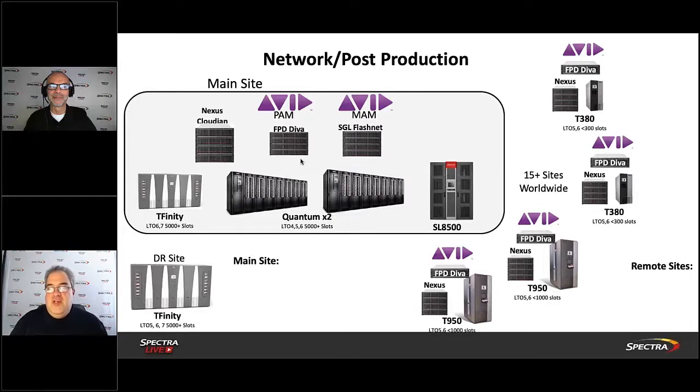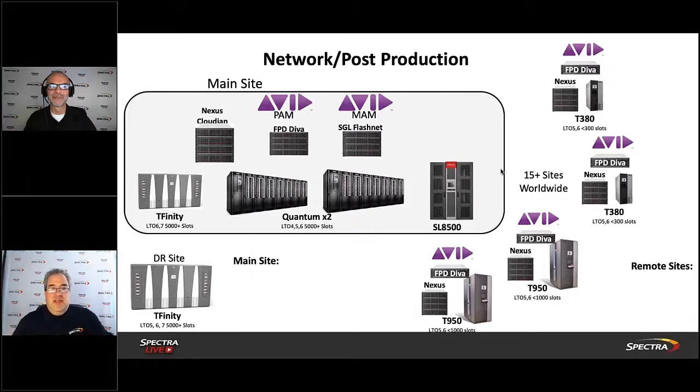Those are perhaps poorly drawn, and I only drew 4 there of 15, almost 20 sites they have worldwide. In those remote sites, they generally have put in either one of our, I'll say smaller, so single frame to 8 frame libraries, a T950 in I think 4 of the locations, and then T380s or smaller libraries in the more remote ones. But all of them have essentially a fast primary storage, and they're using Diva, the Front Porch Digital product, in each one of those locations.